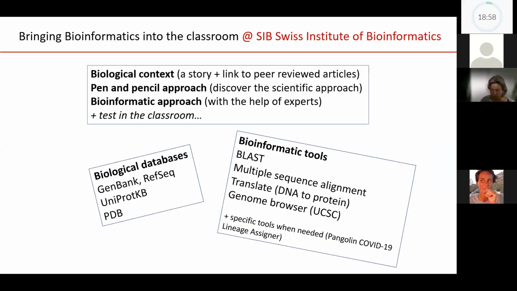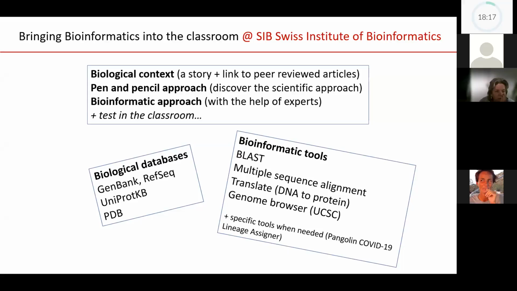So the idea of what we do with the classroom is always to bring a biological story, a biological context, which is linked to peer review articles. And then we provide pen and pencil approaches to make people discover the scientific and the bioinformatic approach. And then we do the same activities together with the help of computers. And this is done with the help of experts in the field each time. And we test the activity within the classroom before doing the guide and the publication.